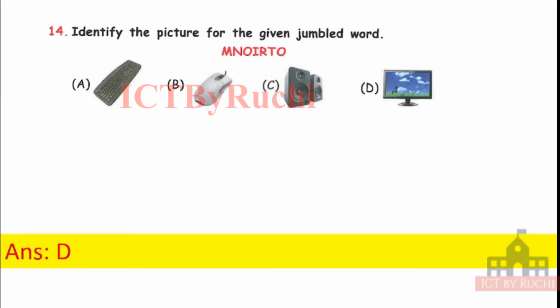We can firstly unjumble the word and then choose the option, or we can do the opposite also. A is keyboard, but K is not present in the letters, so A cannot be the answer. B is mouse, but S is not there, so B cannot be the answer. C is speaker, it starts with S, and S is not here, so it cannot be the answer. D is monitor. All the letters of monitor are here, so the answer is D.